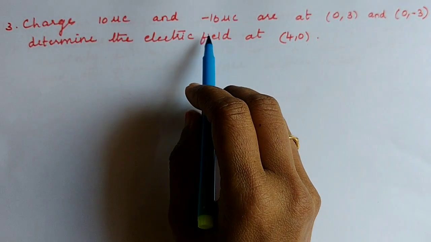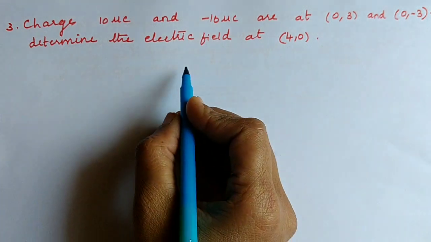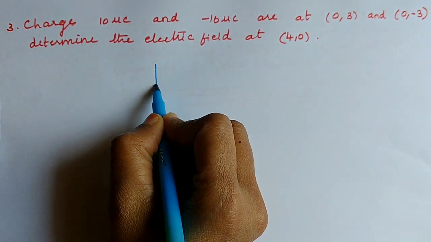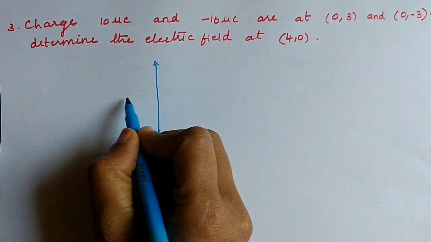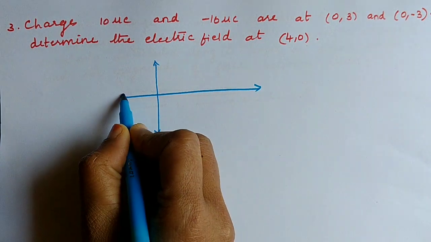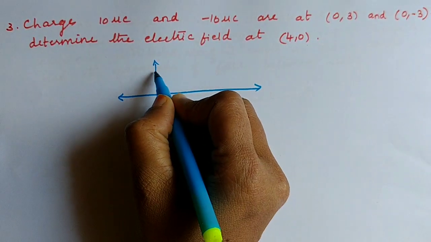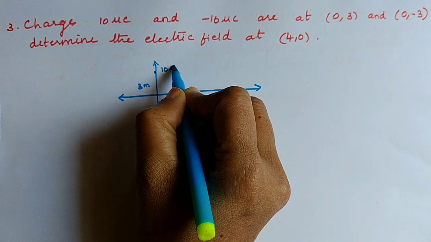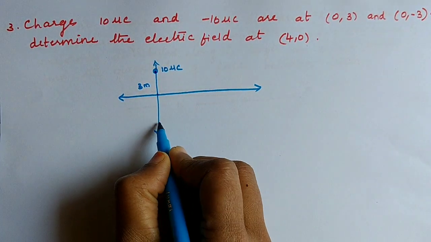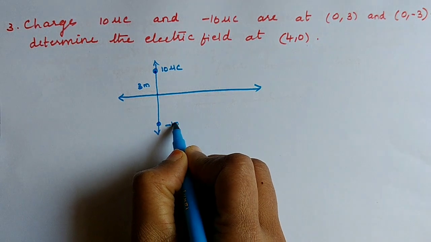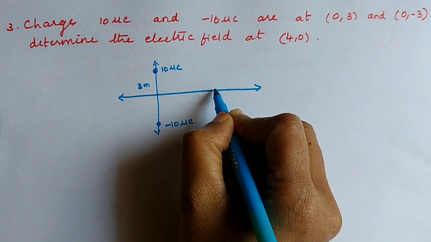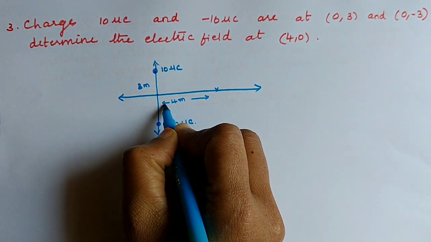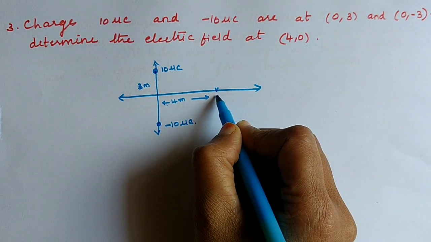Okay, it's given that 10 and minus 10 microcoulomb are at 0, 3 and 0, minus 3, and we need to determine the field at 4, 0. So first locate the charges in the coordinate system. One charge is on y-axis at 3 meter distance. Here we have 10 microcoulomb. And below this we have another 10 microcoulomb, but it is negative. And we need to find the field at 4 meter distance along x-axis. So this is a point where we need to find out the electric field.